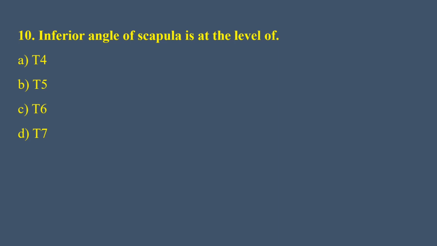Question 10. Inferior angle of scapula is at the level of A. T4, B. T5, C. T6, D. T7. Answer is D. T7.